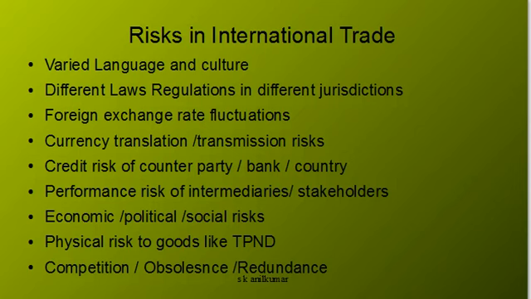Economic, political and social risks. Maybe there is a ban on production or use of a particular good, or maybe for political reasons. You might have seen some countries don't send potatoes across the border or don't import onions from the neighboring country. Then there is a physical risk to the goods: not only theft, pilferage and non-delivery, but deterioration. And then come obsolescence, redundancy and competition. So thus, international trade is full of risks and the buyer and seller need to be aware of various measures to mitigate these risks.